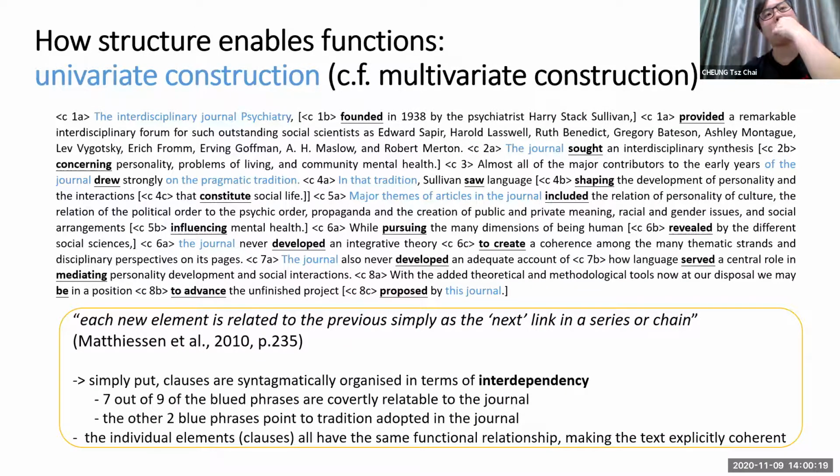Next, the structure of univariate construction is found among the clauses. According to Matheson, univariate construction means each new element is related to the previous, simply as the next link in a series or a chain. Simply put, clauses are syntagmatically organized in terms of interdependency. It is found in the text that the writer has been mentioning the topic of discussion, the journal, throughout the text, repeatedly for 7 times. The individual elements, namely clauses, all have the same functional relationship, which is to give further information about the topic, the journal, contributing to a univariate construction and making the text explicitly coherent.